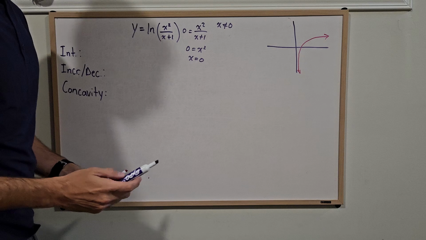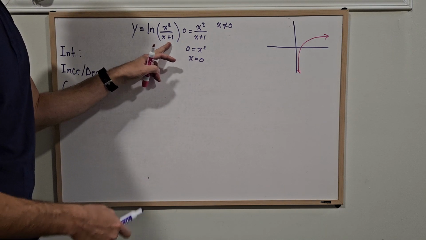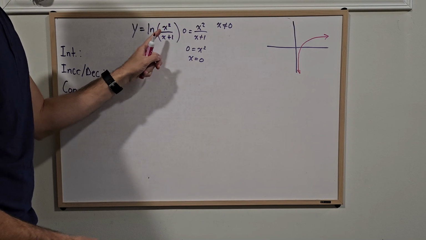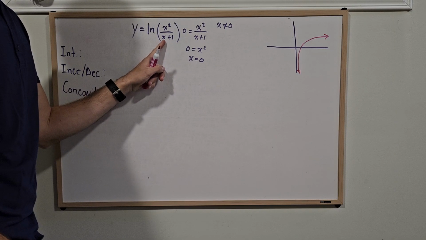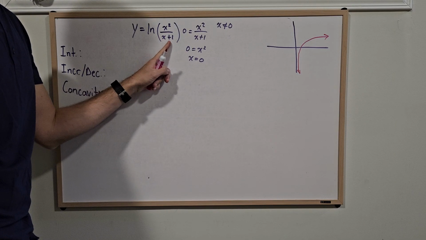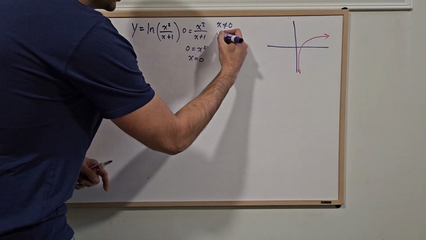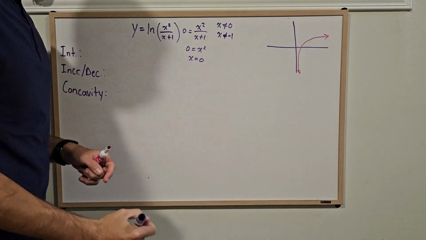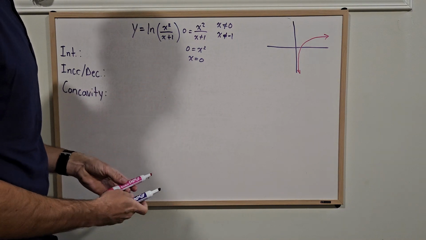Another thing we need to be aware of is that the thing we're taking the natural log of, the inside function, also has a spot where it doesn't exist. See, if I plug in -1 for x, that's going to make my denominator equal to 0, and I can't divide by 0. So right away I know that my x cannot equal 0, and my x cannot equal -1, because that's going to make my inside function non-existent, okay?